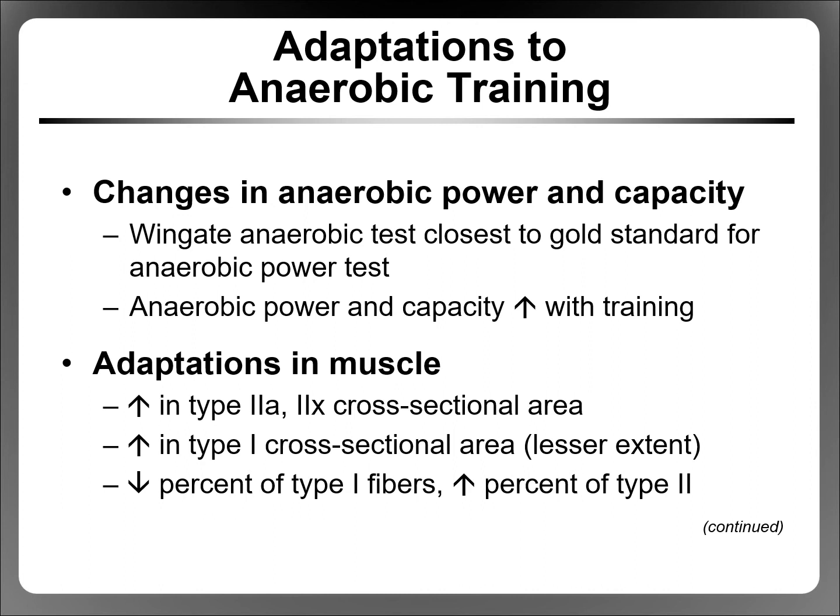What the muscles are going to do is that we tend to see an increase in our type 2 fibers, particularly type 2A and type 2X, which will increase their cross-sectional area. You'll also see an increase in type 1 fiber cross-sectional area, although this is much less significant. And then we start to see not a true transition, but changes in characteristics, where we have changes in the percentage of type 1 characteristic fibers and an increase in our type 2 characteristic fibers.